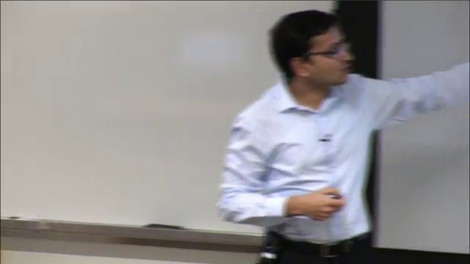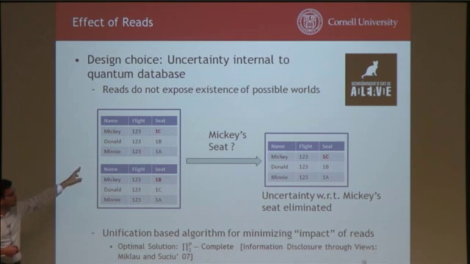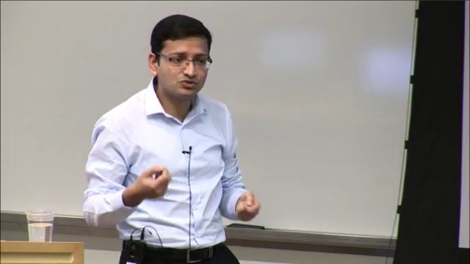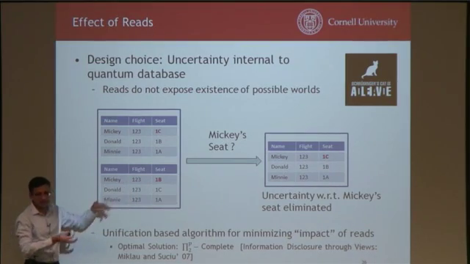So let's say that this is the initial quantum database, one in which Mickey has both seat 1b and 1c. And now Mickey issues a read query over this quantum database. The quantum database, in order to keep the uncertainty completely internal, collapses all possible worlds in which Mickey can have two different seats. Sorry, it collapses to a set of possible worlds over which the read query has a completely deterministic answer. In this case, it has eliminated one of these possible worlds. In general, it can actually be a set of possible worlds.